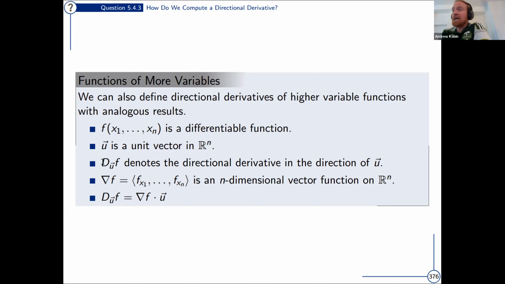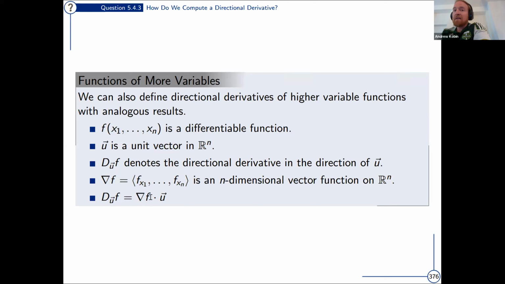But more usefully in higher dimensions, rather than computing a complicated looking limit like that, is to define the gradient vector, which will be an n-dimensional vector whose components are each of the n partial derivatives of f with respect to each of those n variables. And we can instead define the directional derivative D_u f to be the gradient vector dotted with that direction vector.